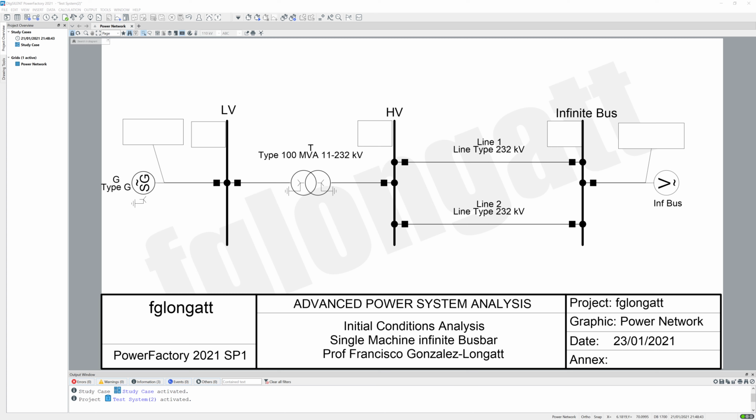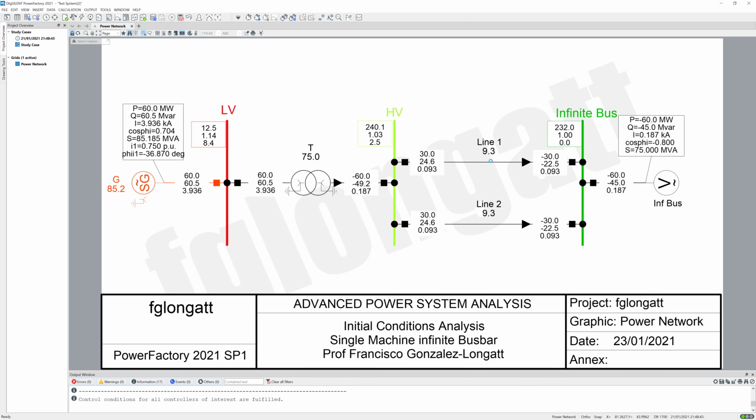Okay, right now we are here inside DIgSILENT PowerFactory. And as you can see, we have here the system that we have been using for a while, and that is the single machine connected to the infinity bus bar using this step-up transformer and two transmission lines. Okay, we are familiar with this. Let me run the load flow. Okay, the load flow is defining the steady state performance, and you must remember we obtained those values before.